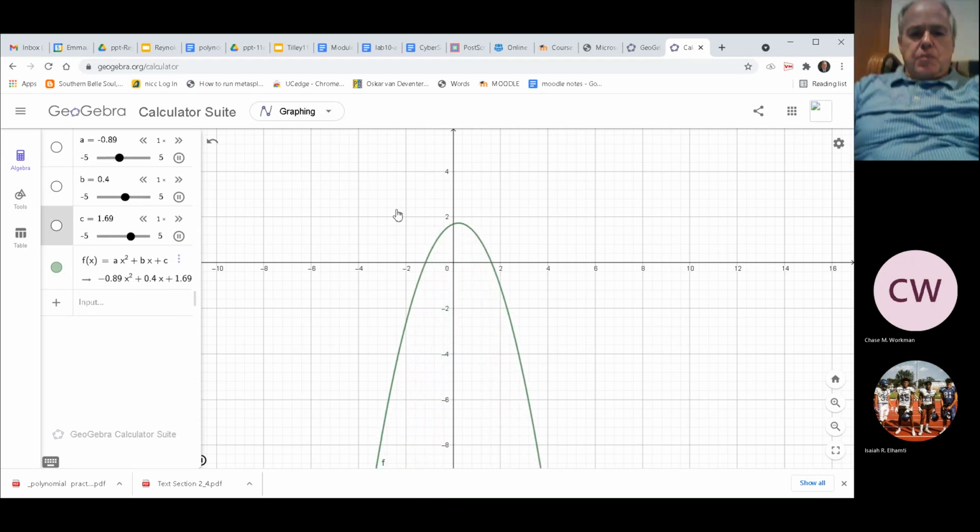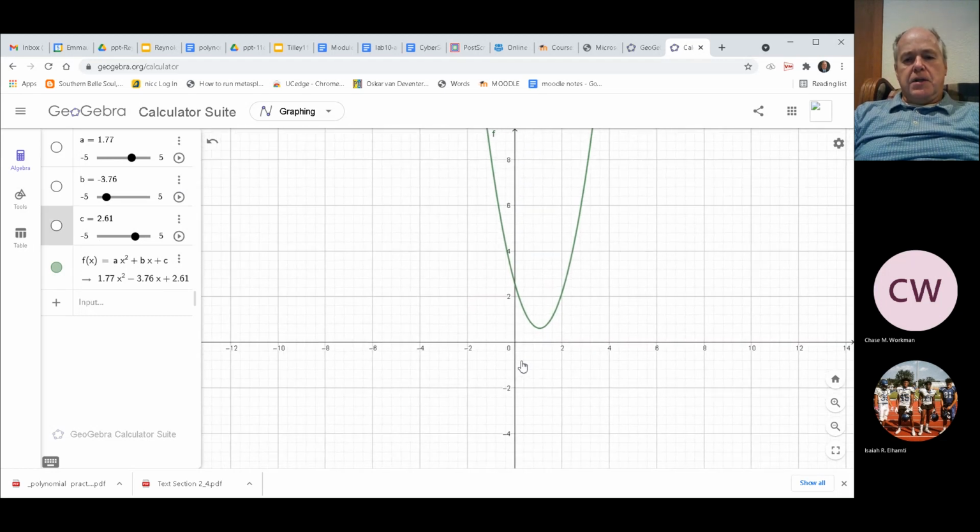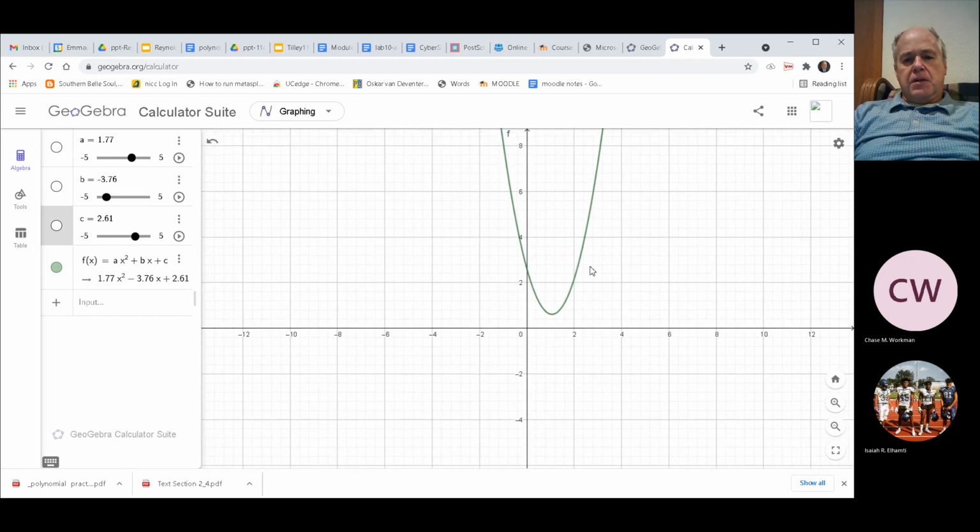But this GeoGebra lets you graph these things and get a feel for what these variables, these multipliers of the x squared, bx, and the c, do to an actual curve. Great place to experiment and hopefully get an idea of how polynomials work.